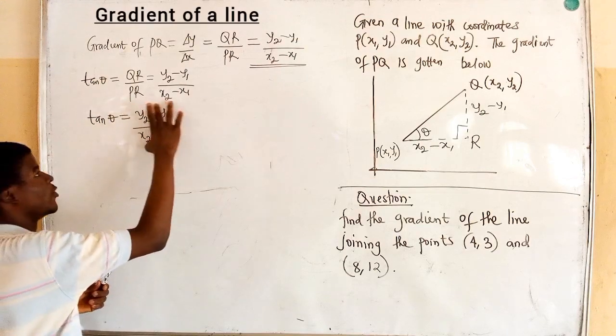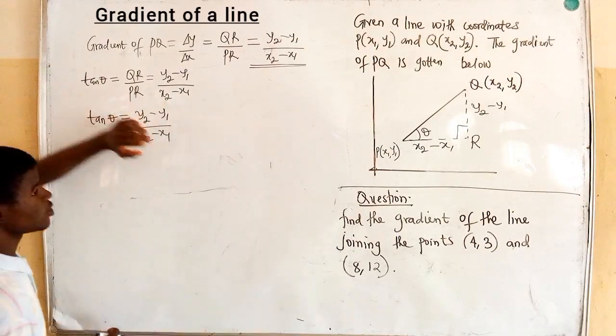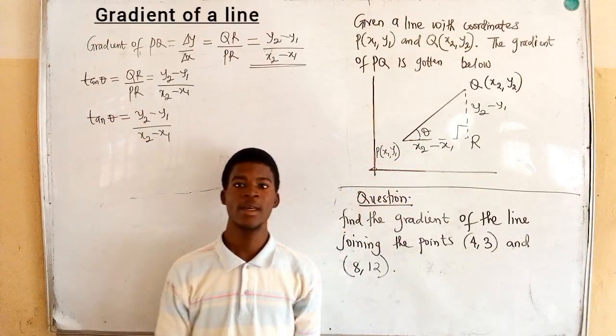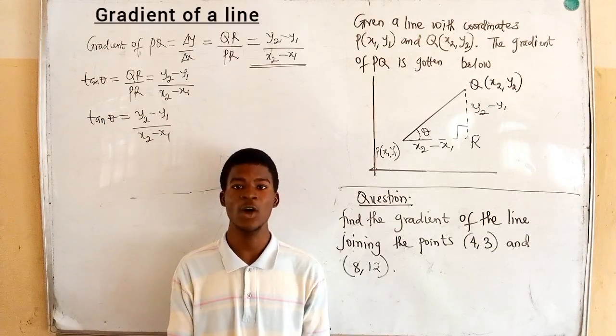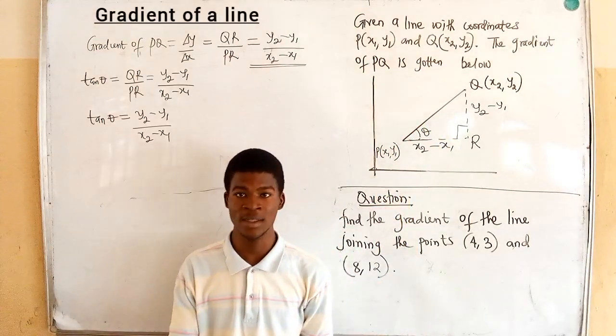Remember, this is our gradient formula: y2 minus y1 over x2 minus x1. That is equal to this tan theta. So we can say that the gradient of a straight line is the tangent of the angle that the line makes with the positive x-axis.